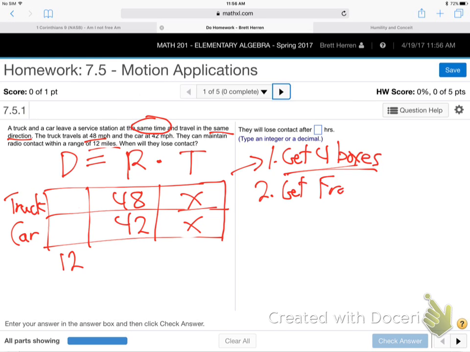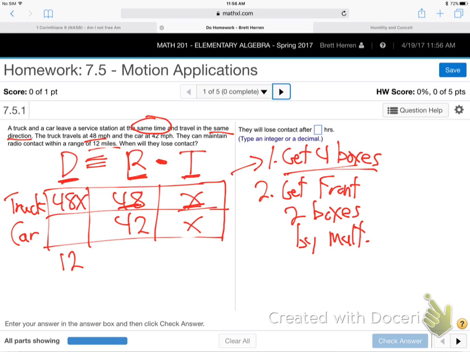Step 2. Get the front 2 boxes by multiplying. What am I talking about? Notice what this equation says. Distance equals rate times time. Distance is rate times time. So that means this box is rate times time. Isn't it? So that means what goes in this D box here? 48x. And what goes in this D box here? 42x. See how that's working?